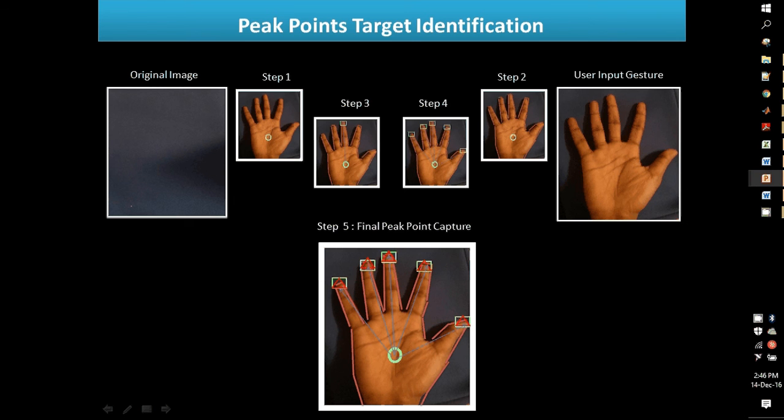So we have the original image and the user input gesture on the right, and in step 1 we discussed the center point reference node, which acts henceforth as static to all reference distances taken henceforth. Step 3 outlines the shape of the gesture that we've provided, and step 4 denotes all maximum distances to gather the peak points. Now in step 5 the peak points have been captured in respect to the reference nodes that have been identified in step 4.